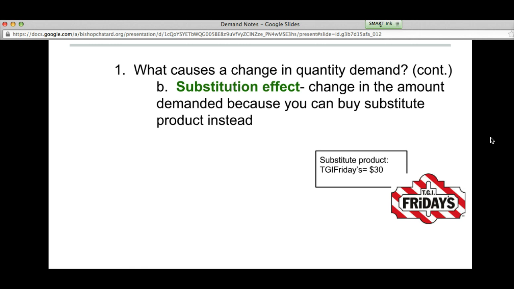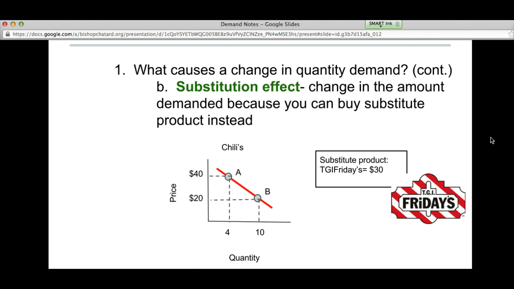So, if we go back to our Chili's graph, there's our Chili's graph again, and I still have point A and point B, so at point A I have $40. At $40, 4 people will go to Chili's, and at $20, 10 people will go to Chili's. Now, as you can tell, because I forgot to animate it, substitute for Chili's. Some people might say that you could go to TGI Fridays instead. Similar kind of restaurant, right? Do you agree? Basically. They don't have the same exact things, but basically. You could also put up Applebee's or any of those other places.